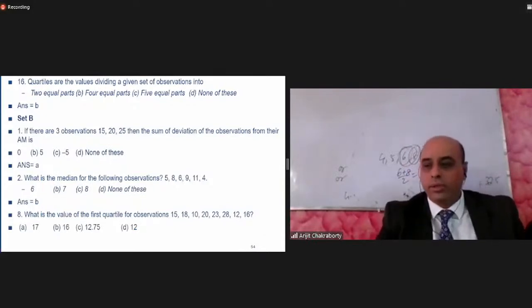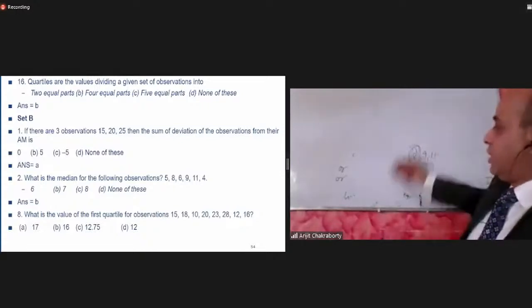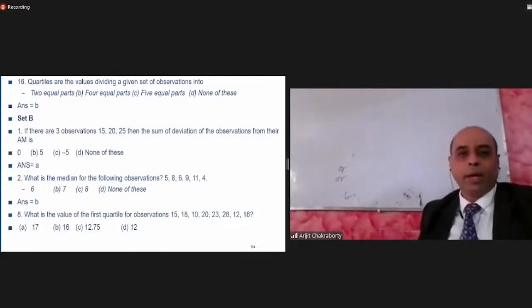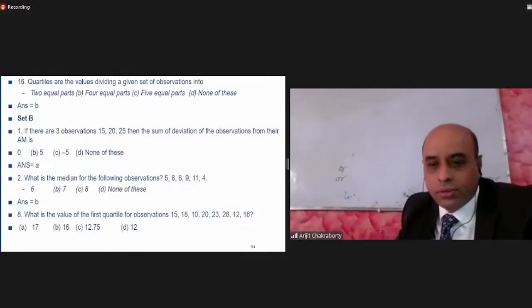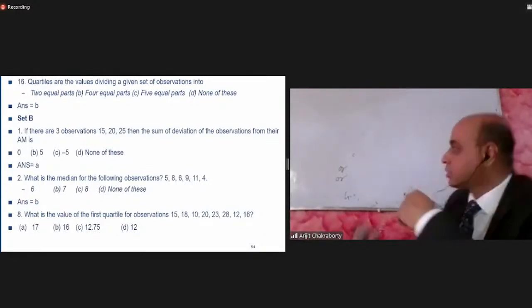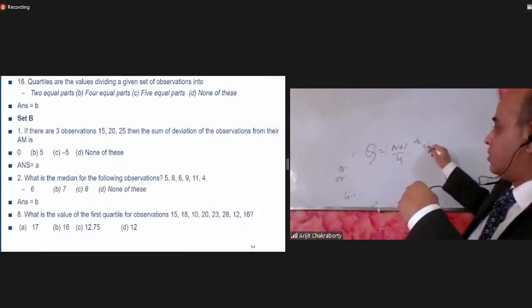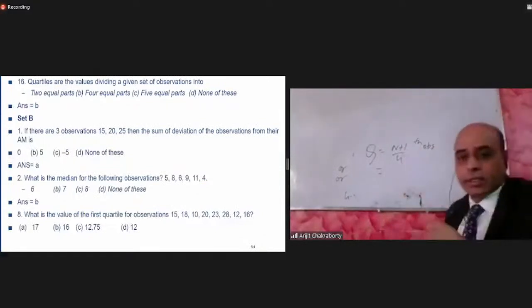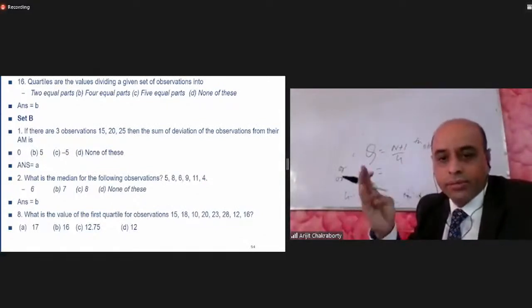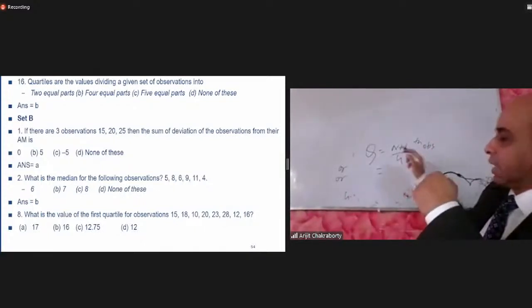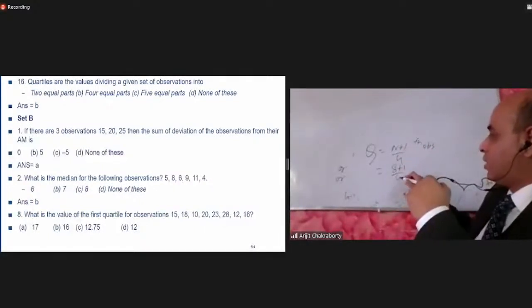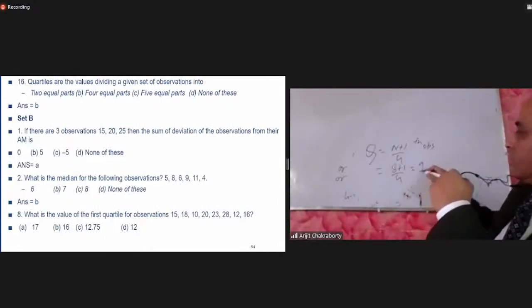Okay, number 8, what is the value of the first quartile for the observations? So let us try and do this quartile. We will take it as n plus 1 by 4. Here we have 15, 18, 10, 20, 23, 28, 12, and 16. So 8 numbers are there. N is 8. So 8 plus 1 by 4, so 9 by 4. 9 by 4 means 2.25.